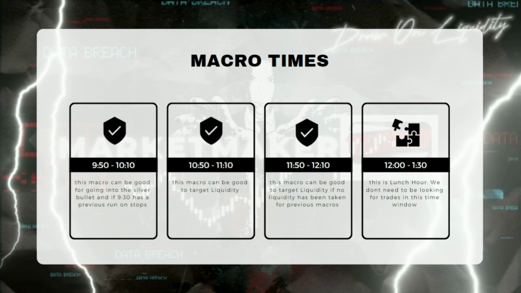But the macro times are 9:50 to 10:10. That macro can be good if that 9:30 has a run on stops. If it has a run on stops and you're looking for the opposing, that macro can be good. 10:50 to 11:10, it's good to target liquidity. 11:50 to 12:10, that macro is good if the other two macros haven't ran on any stops. And from the lunch hour, which is 12 to 1:30, we don't trade.